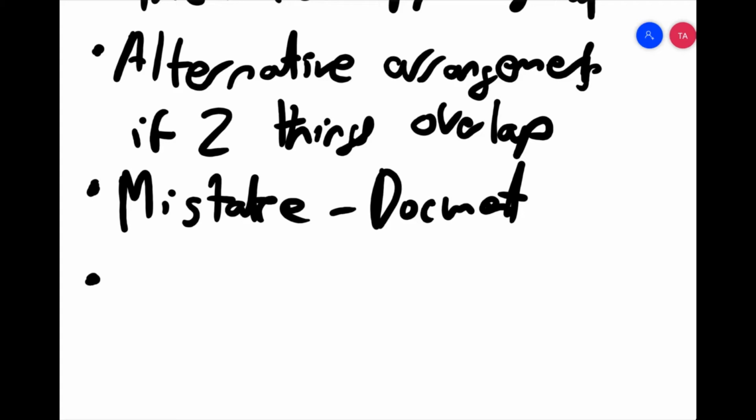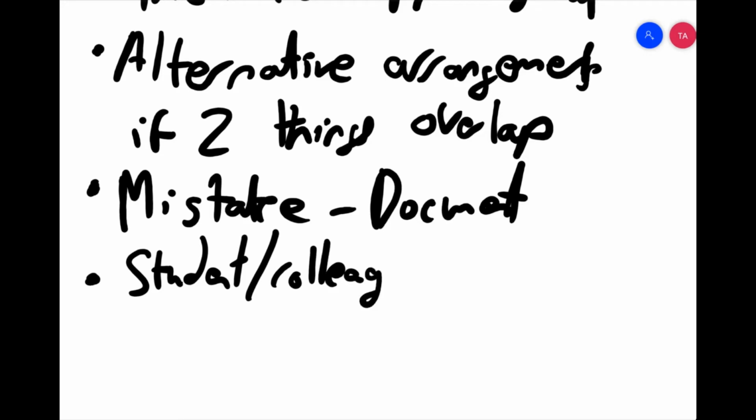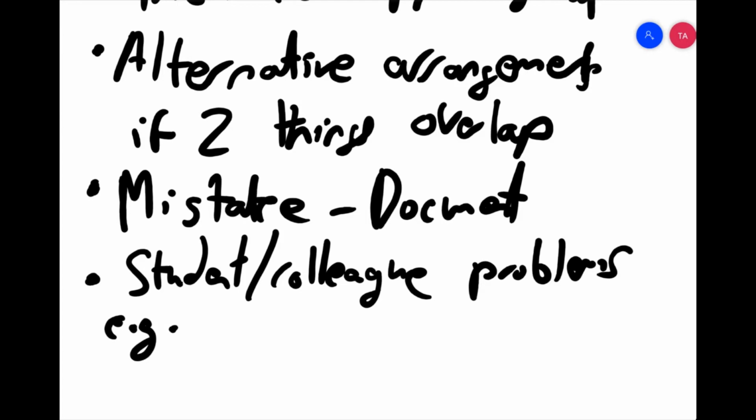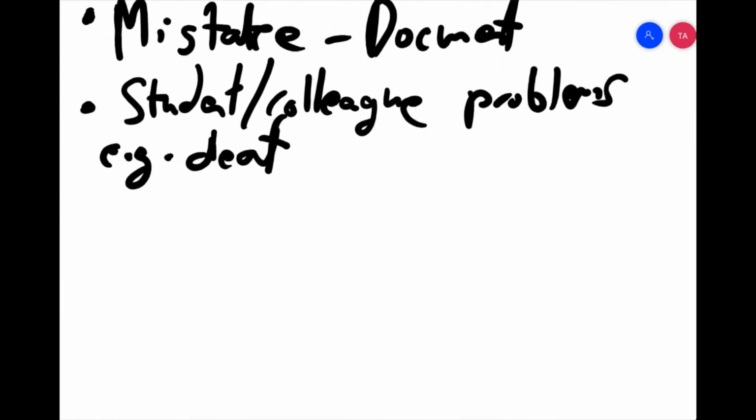Next is if, for example, a student or a colleague that you are working with has problems, for example, if they are impaired, say deaf, then you should make sure that arrangements are made for that individual so that they understand everything and they are not posing danger to the patients.